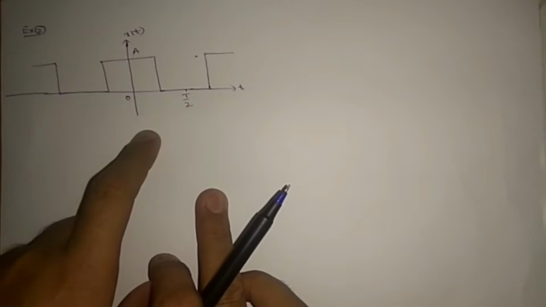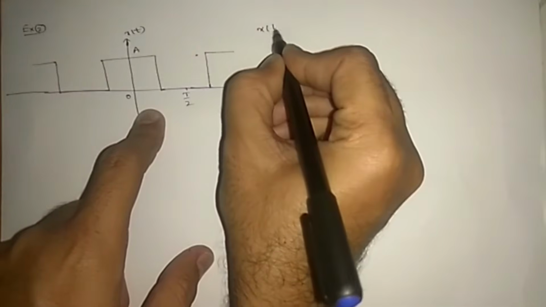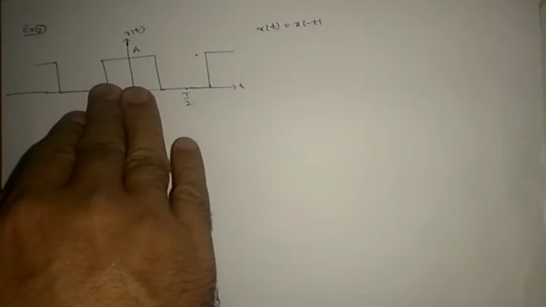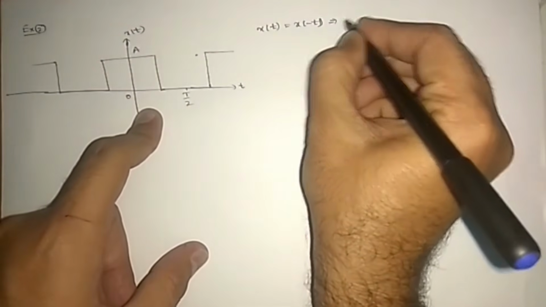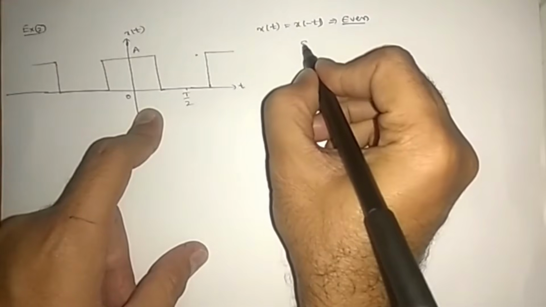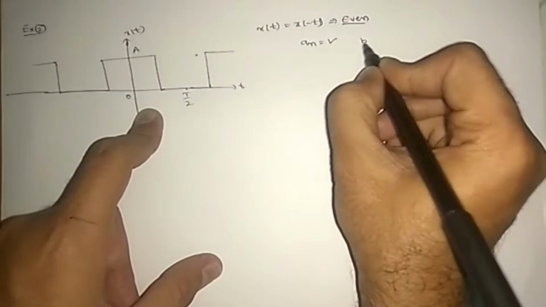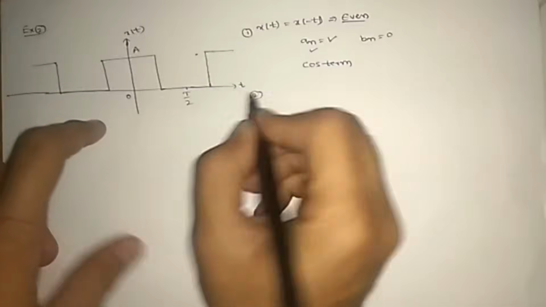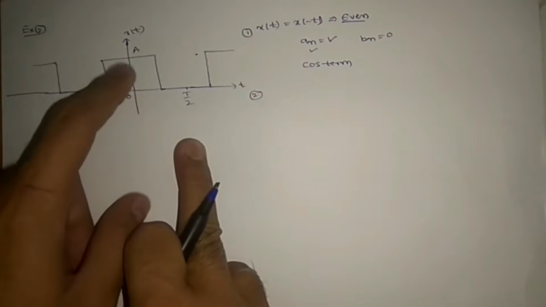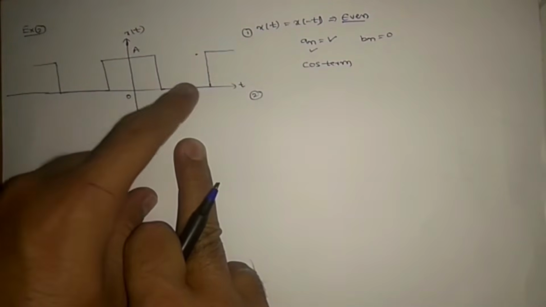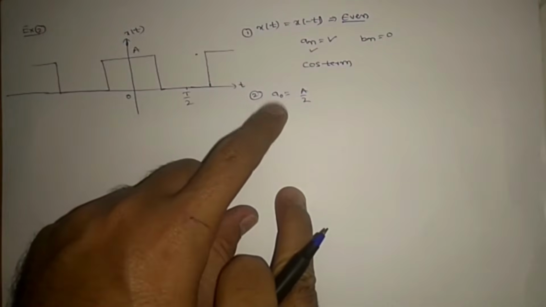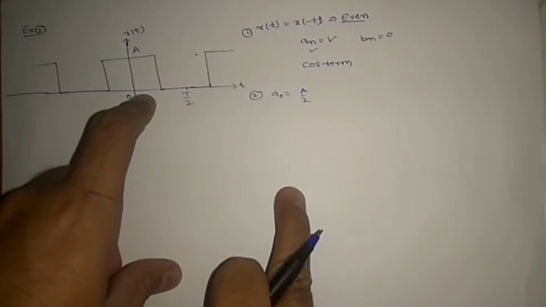Let us see this example, whether it is an even signal or an odd signal. X of t equal to x of minus t. If you perform time reversal, you will get the same signal, right? So it is an even signal. If it is an even signal, then an will be there and bn equal to 0. An is there means you will get all cos terms in the mathematical equation. Next, is the DC value 0? No, right? See, 1 is 100, 0. 100, 0 means what do you get? 50, right? So you get a naught equal to A by 2. See, the DC value is not 0. You cannot apply the symmetry property.